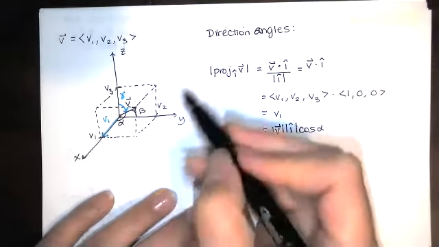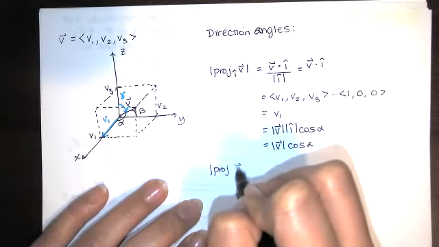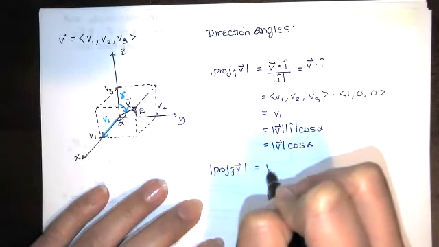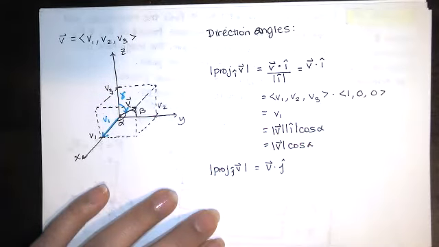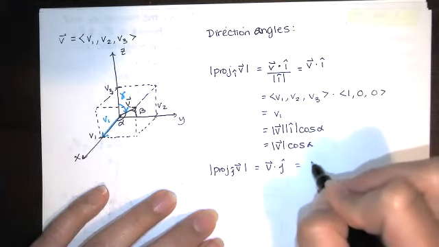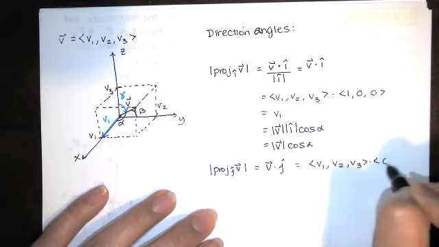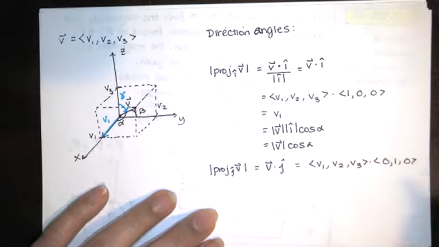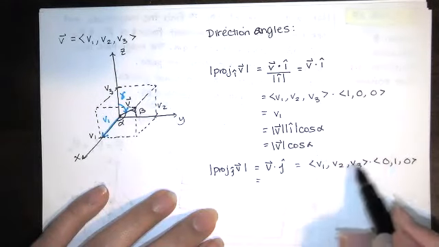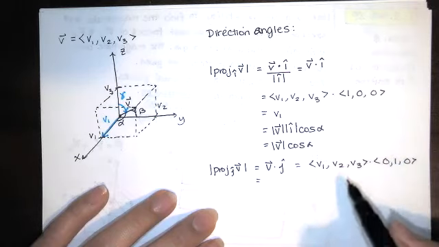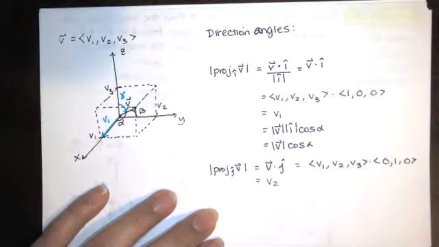In the same way, if I look at the length of the projection of v onto j hat, we end up with v dotted with j hat divided by the length of j hat, which is 1. Now j hat is the vector with component form 0, 1, 0. When you take the dot product, you multiply and add, multiply and add, multiply and add. When we multiply these two guys, we get v2 times 1. We get v2. The other guys are gone.